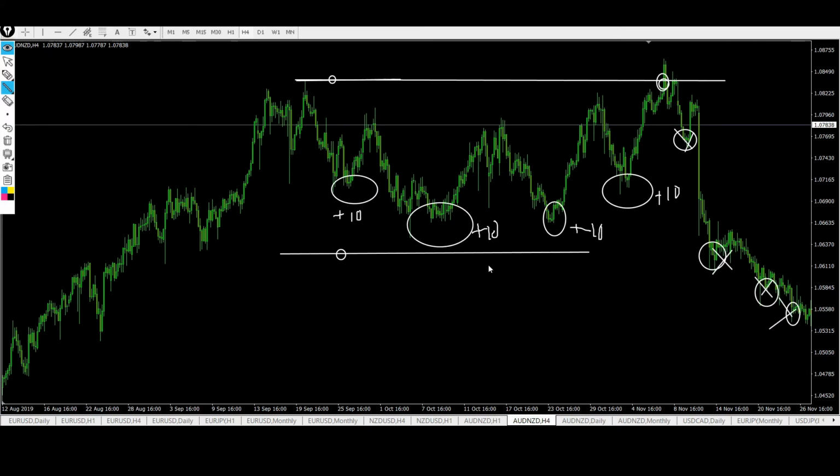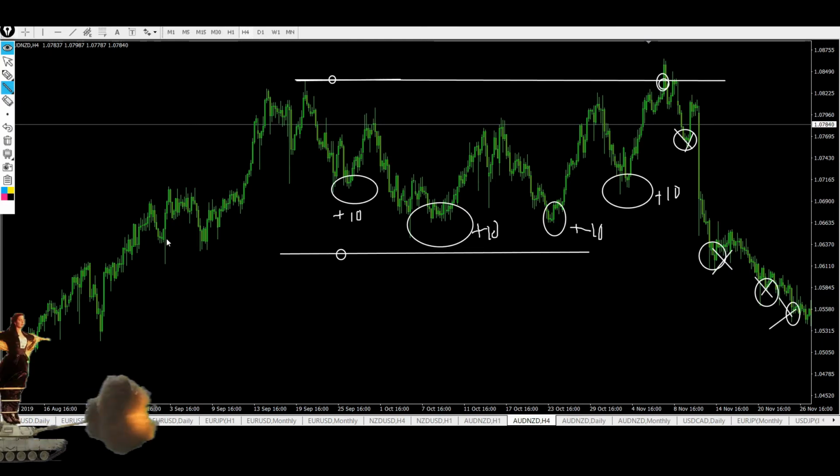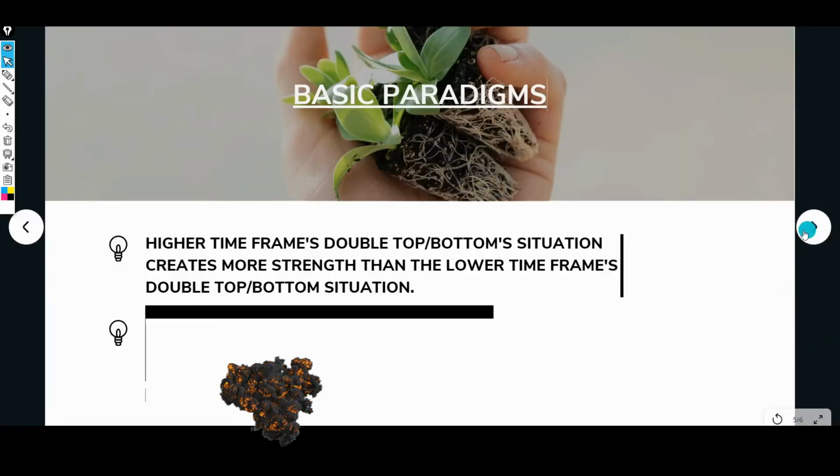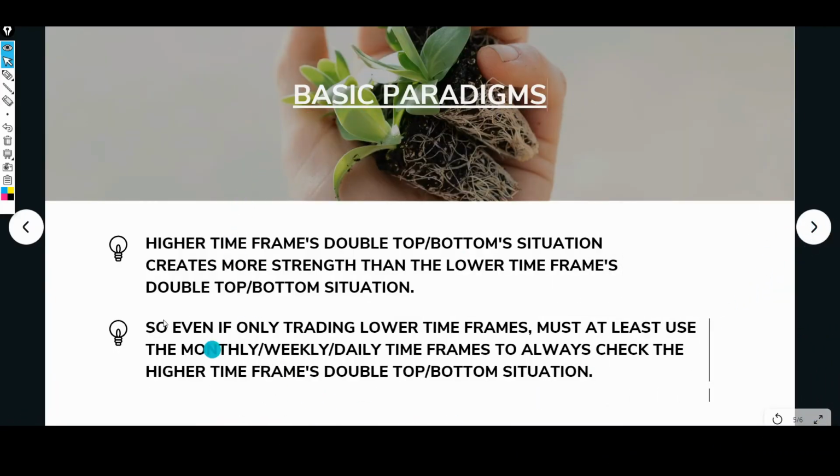All right, so now let's go over the basic paradigms that you have to understand in order to trade these efficiently. Okay, next slide. All right, basic paradigms. So the higher time frame's double top or bottom situation creates more strength than the lower time frame's double top or bottom situations.